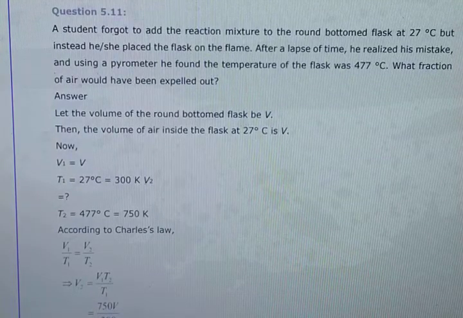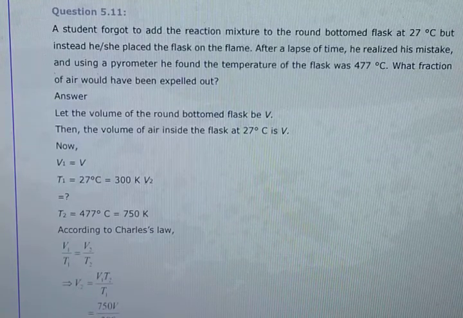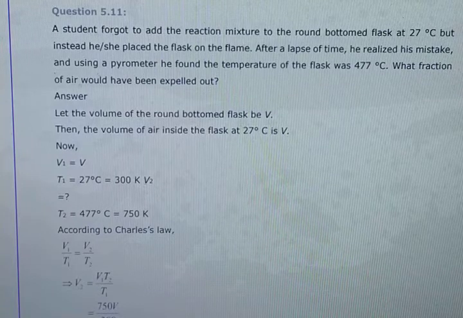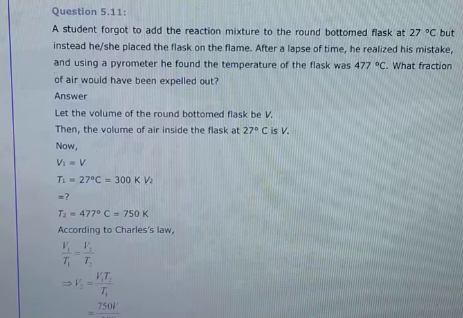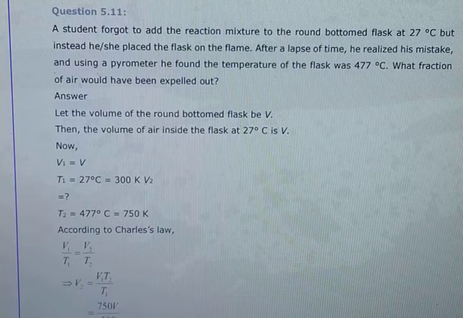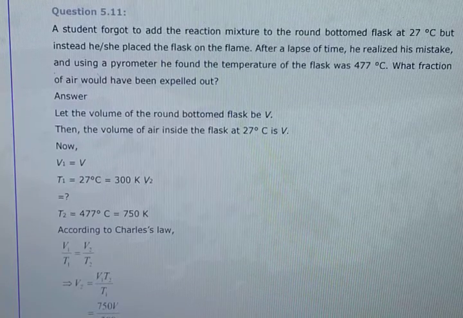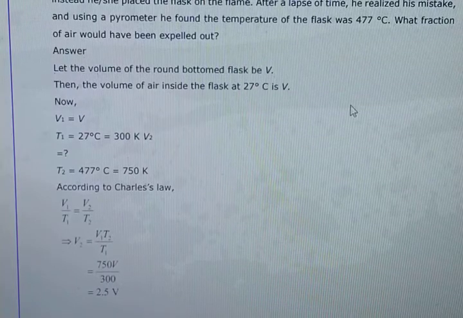Now V1 is equal to V, T1 is equal to 27 degrees Celsius, that is equal to 300 Kelvin, V2 is equal to what? T2 is equal to 477 degrees Celsius, that is 750 Kelvin. According to Charles' law, remember how to use it: whatever the things are given, just correlate with the formula, either the Boyle's law or Charles' law, whichever suits the values given, then you have to use that formula. So V1 upon T1 is equal to V2 upon T2, so V2 is equal to V1 T2 upon T1. 750 V upon 300, that is equal to 2.5 V, right? So here that is 2.5 V.